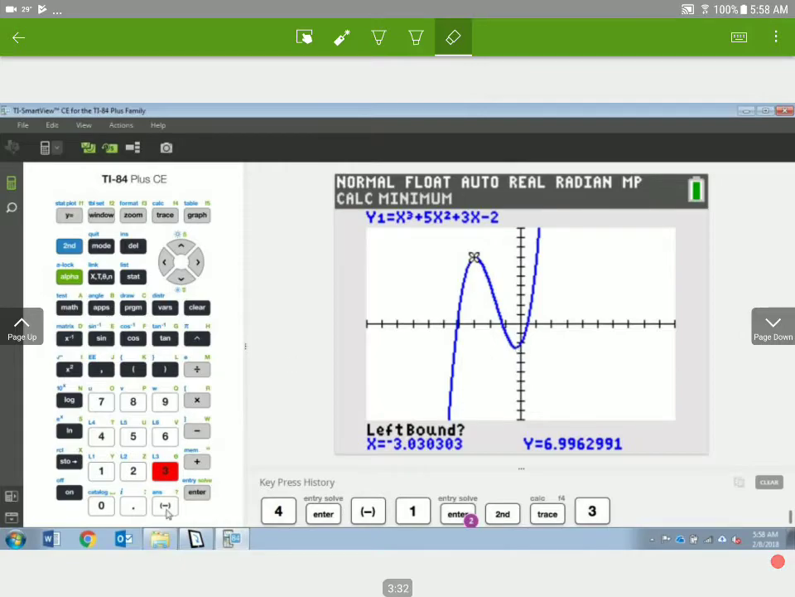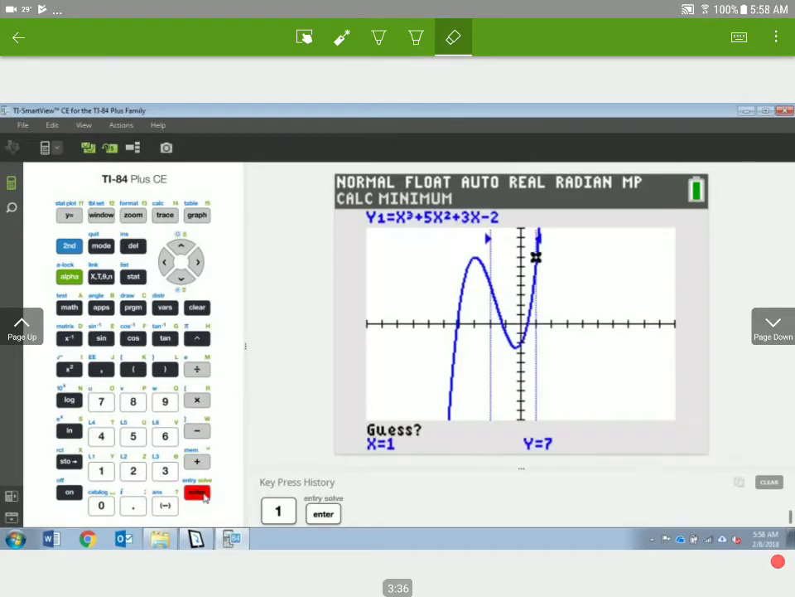Left side, -2. Right side, 1. Again, we have to make sure that's the smallest point between our range. Guess. Negative, well, that's -1/3, and -2.5. All right, so we got everything we need. Let's go back over.